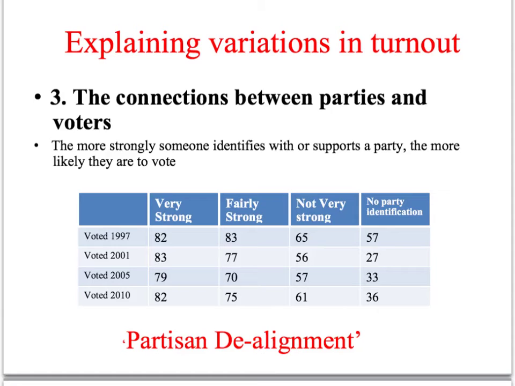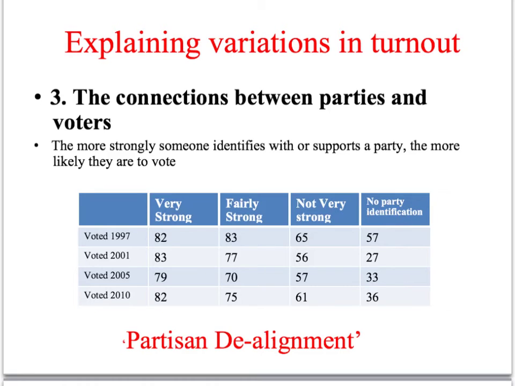So in 2010, of those people who had a very strong identification with a political party, 82% of them voted, whereas of those people who said that they had no identification with a particular party, only 36% of that group bothered to vote. And by the way, this group of very strong identifiers is getting smaller, and this group of people with no party identification is getting bigger.